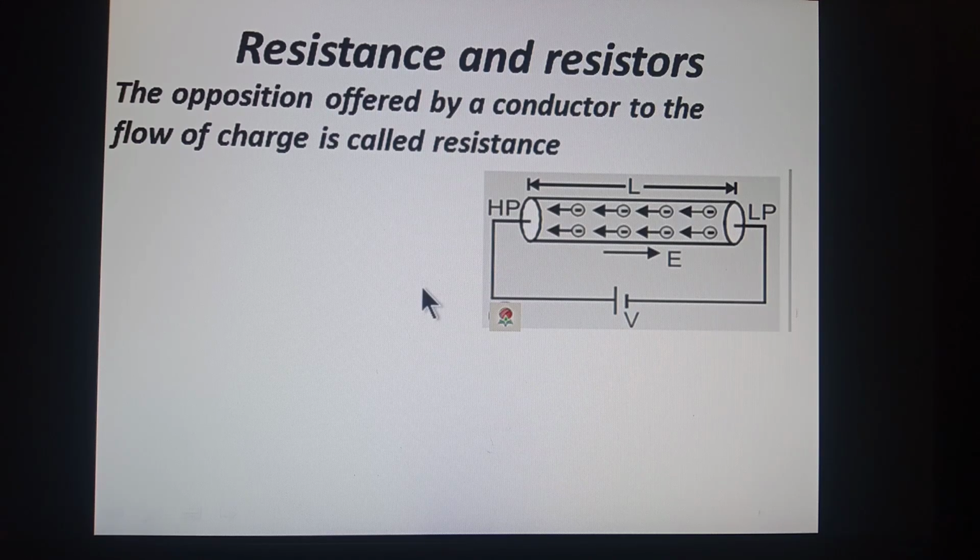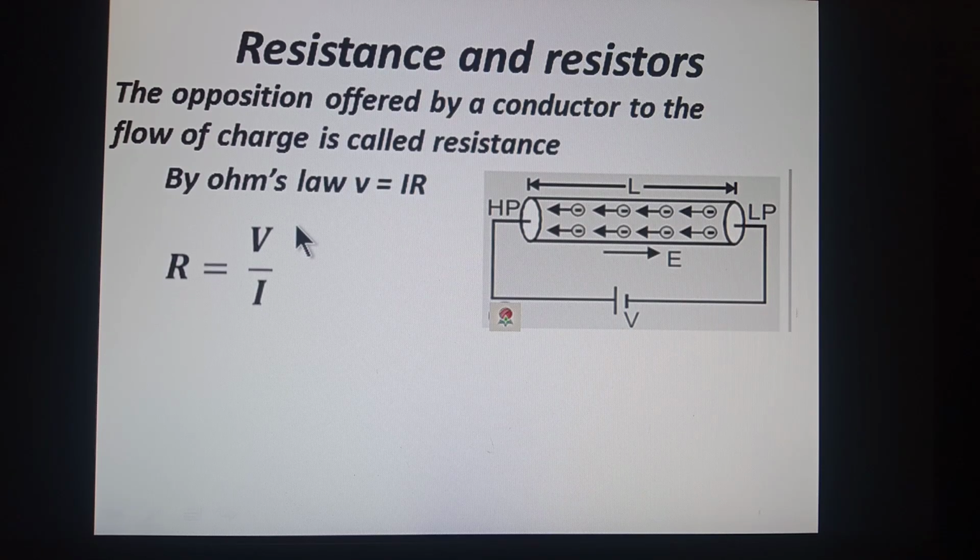Students, by Ohm's law, we know that the voltage across the conductor is equal to current through it multiplied by R. R is called resistance, the opposition offered by the conductor to the flow of charge. Rearranging this equation, we get R equals V over I, where R is called resistance and it is the ratio of potential difference and current, voltage across the resistor and current flowing through it.